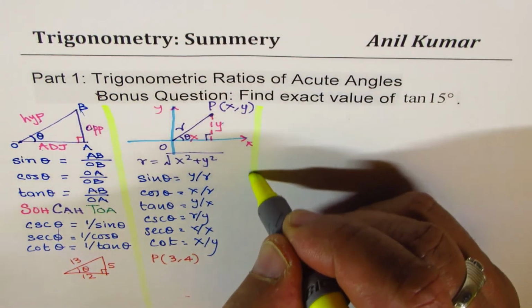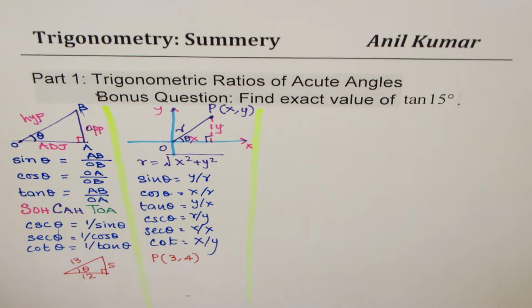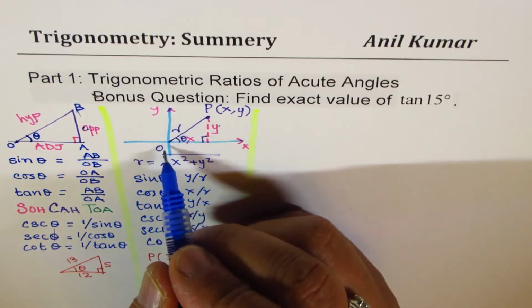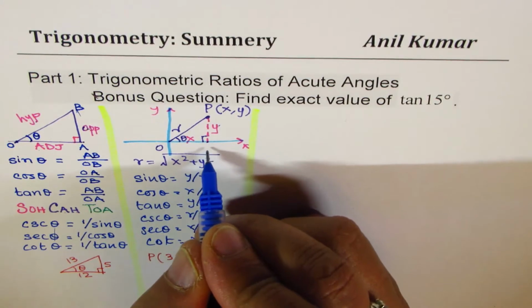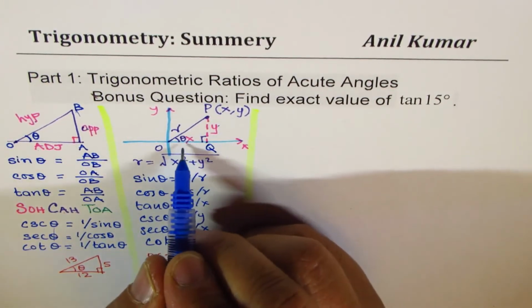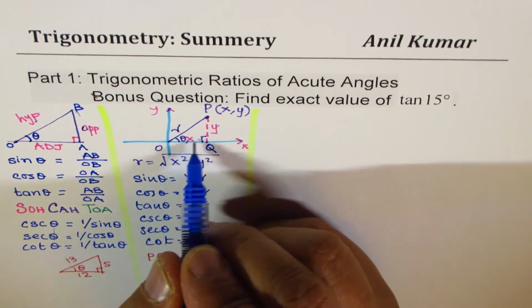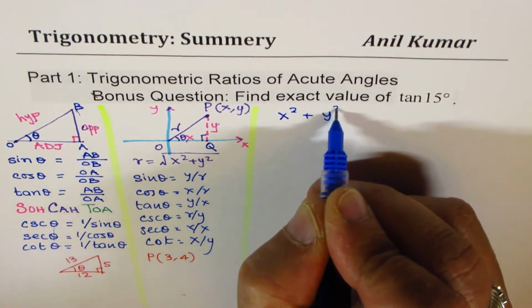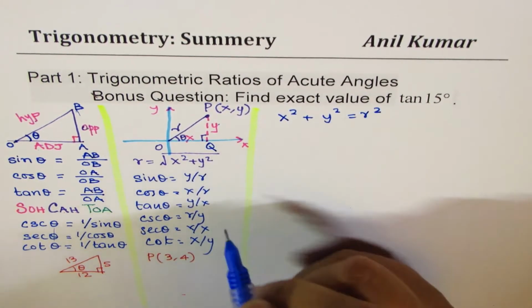Now let us see how these trigonometric ratios are related. So we'll use a simple Pythagorean theorem to derive relation between sine and cosine. So let us consider this particular triangle here, OP, and let me call this point as, let's say, Q. So in that case, x square plus y square is r square. Since it is a right triangle, I could write here x square plus y square equals to r square.